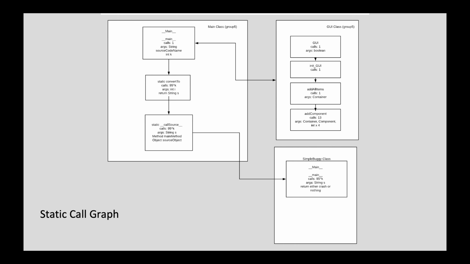Here's our static call graph we made for our project. As you can see from the graph, we have three major components. The first class is called main class, and it is where our fuzzer is located.